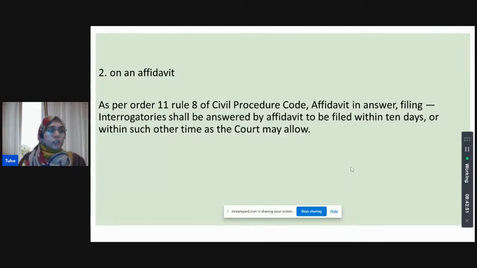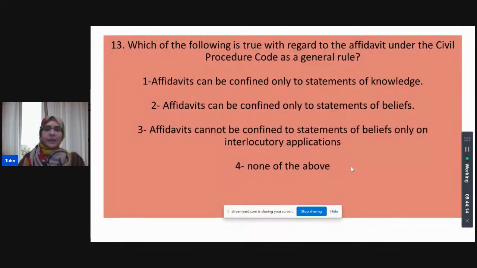So Shaktija, not option number 4, option number 2, that is on affidavit. We didn't require all of those things. We just require it to be on affidavit. Why? Because Rule 8, Order 11 provides for that. So interrogatories are to be answered by affidavit and also to be filed within 10 days or within such a time that the court may allow. So it's open-ended there, but generally 10 days.